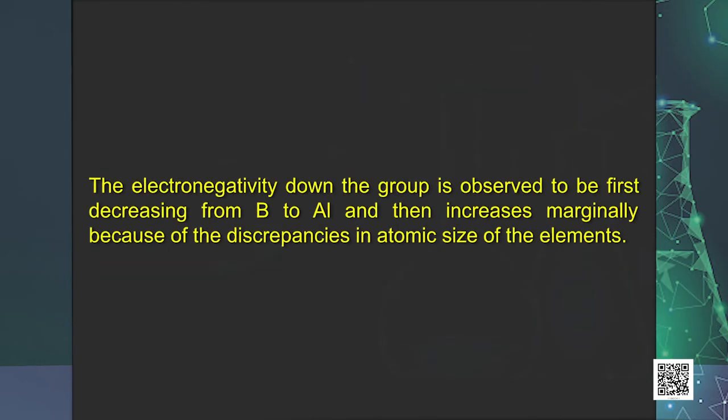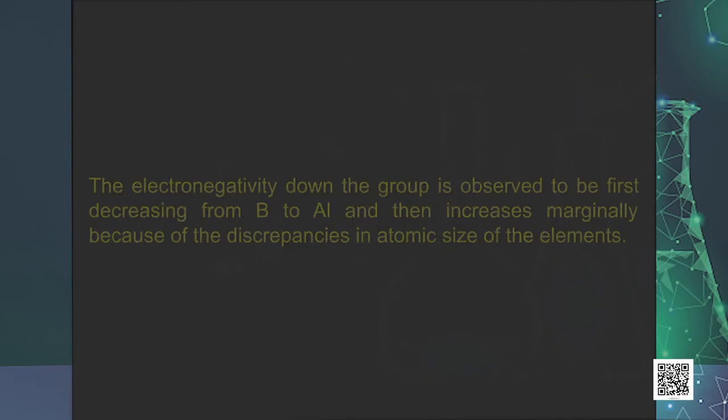The electronegativity down the group is observed to be first decreasing from boron to aluminium and then increases marginally because of the discrepancies in atomic size of the elements.